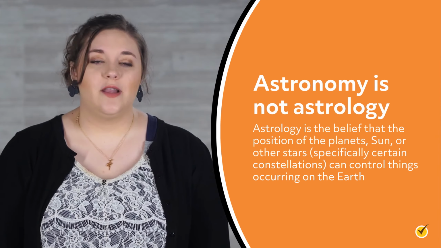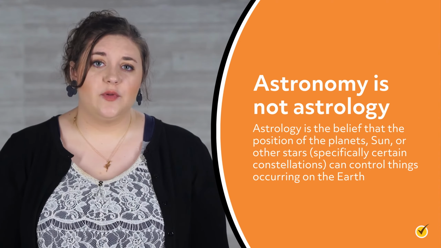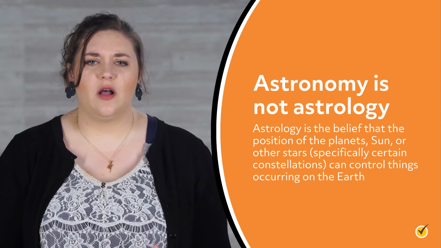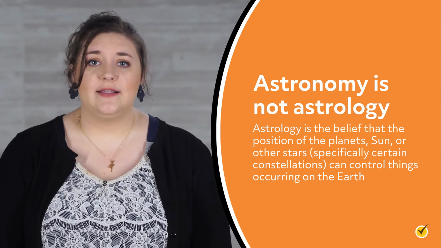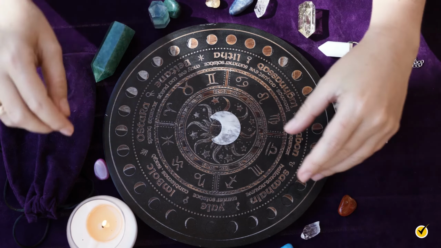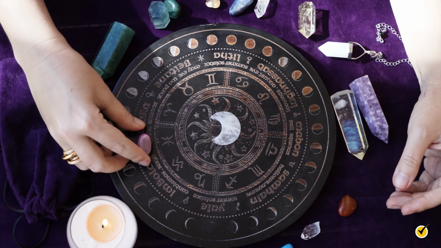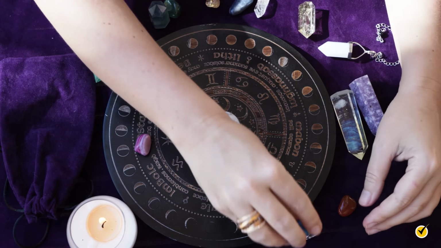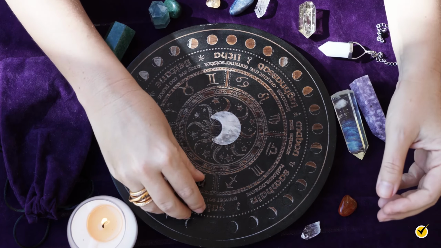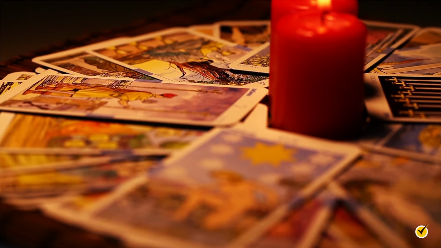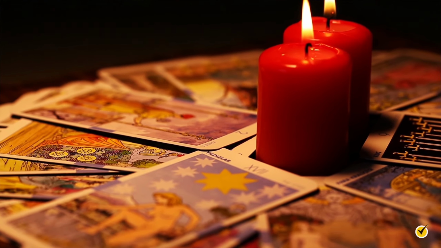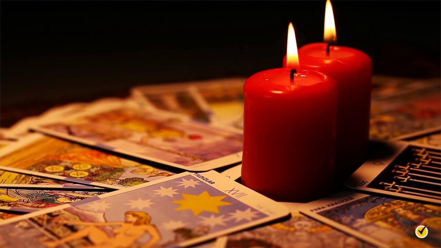Importantly, astronomy is not astrology. Astrology is the belief that the position of the planets, sun, or other stars, specifically certain constellations, can control things occurring on the Earth. For instance, when you look up your sign in a magazine, this is astrology. An astrologer might tell you that the stars say you are about to find money or fame, but an astrologer does not study what a star is made of. To an astronomer, the location of stars in the sky is considered random and has no bearing on earthly events.